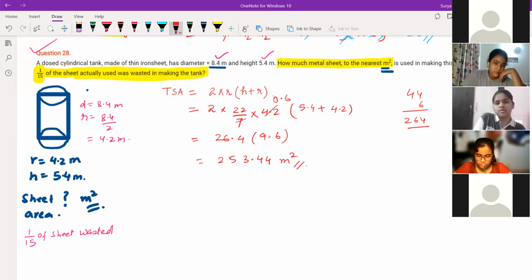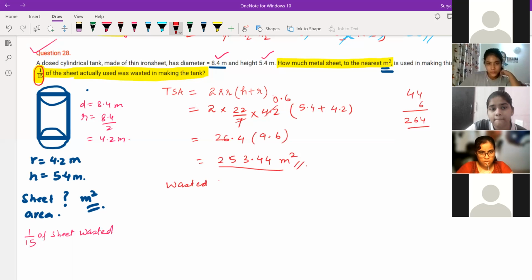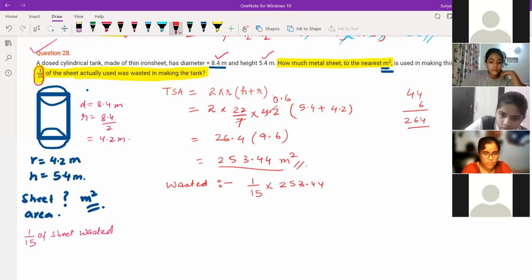Now the only understanding part is that 1/15 is extra. Means how much sheet are we using here? Total surface area is 253 we are getting. So we are using 14/15 of the total. So how much got wasted? How much iron sheet have we wasted, that we are finding here? That is 1/15 part of 253.44.